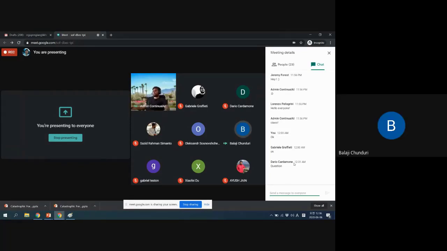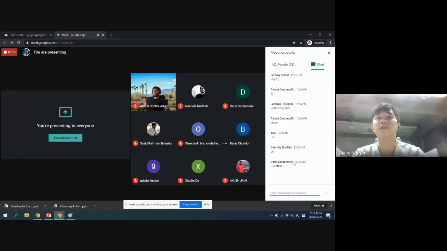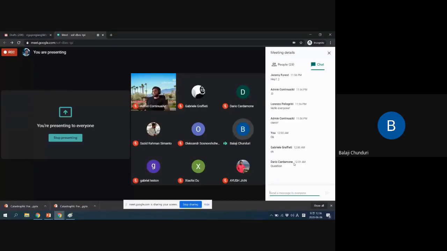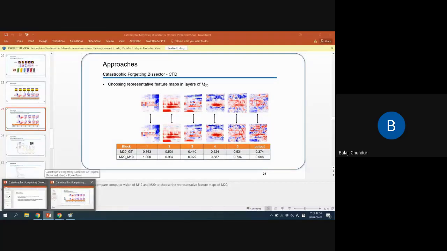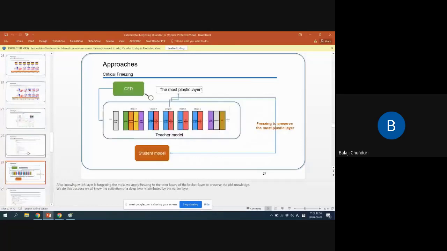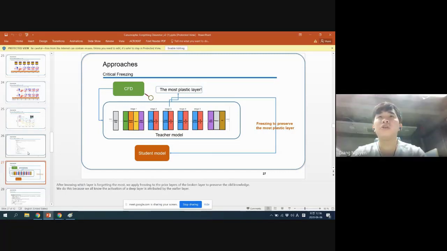So I have a question. Can you hear me? Yeah. I just want to understand critical freezing. My question, very specifically, is this: you're using this CFD to know which block is deviating too much, and you're freezing all the previous layers, and you're calling it critical freezing. Is this correct, or is there something more to critical freezing than this? Yeah, I just try to freeze the previous layers of the weakest layer.